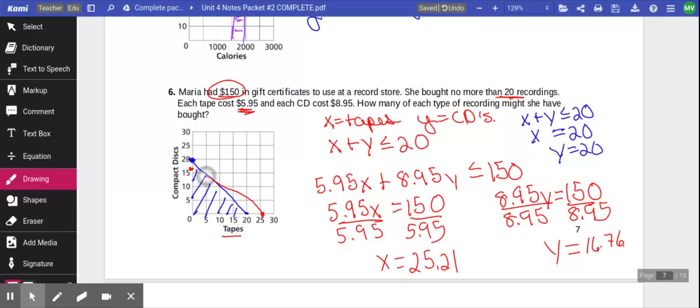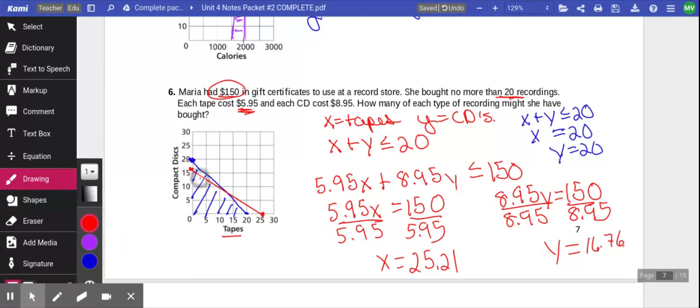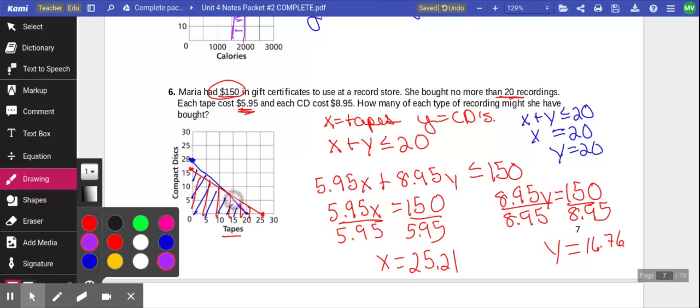So I connect those. Ooh, that's not a very good line. Let's use the line tool. And there we go. And that she also needs to stay under. So that's this area. So the solution area is really what I'm kind of outlining here in purple.